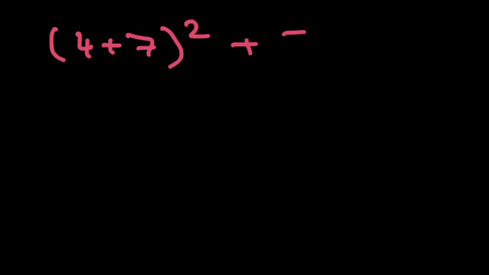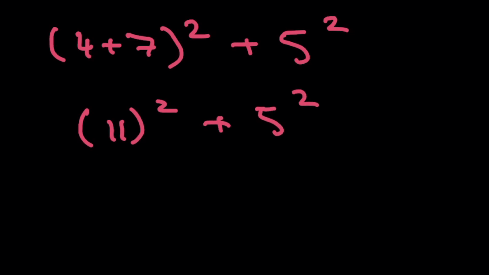On this next problem, we're going to explore how the parentheses and exponent rules interact in PEMDAS and in a operation. So we'll take the equation (4 plus 7) squared plus 5 squared. So according to PEMDAS, we know we do parentheses first. So 4 plus 7 becomes 11 squared plus 5 squared.